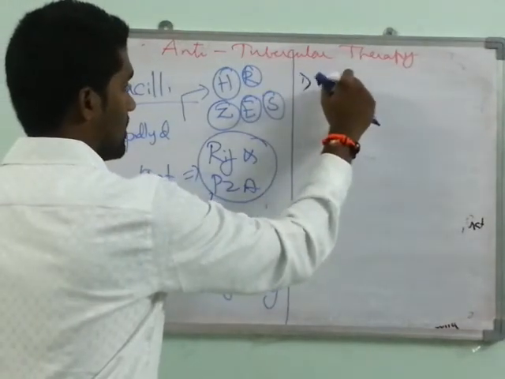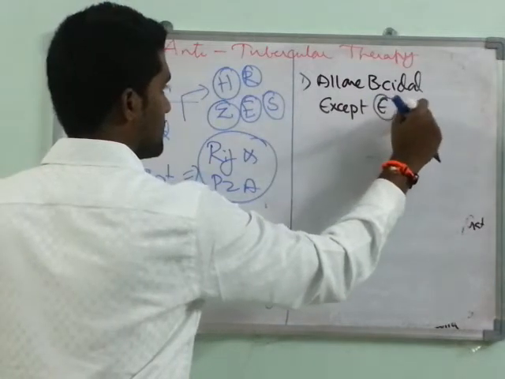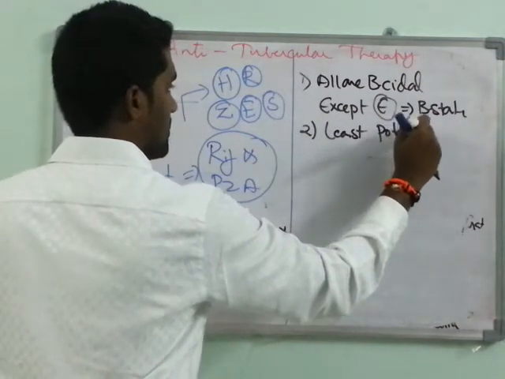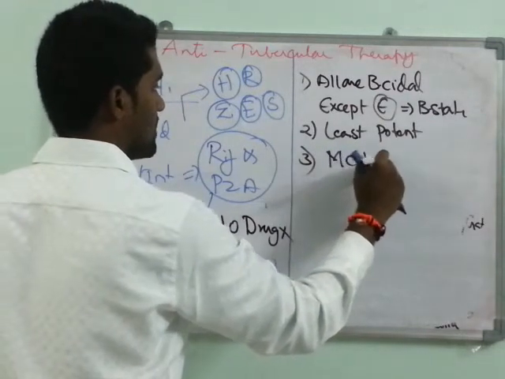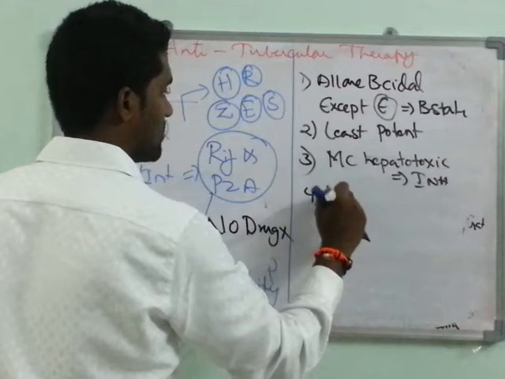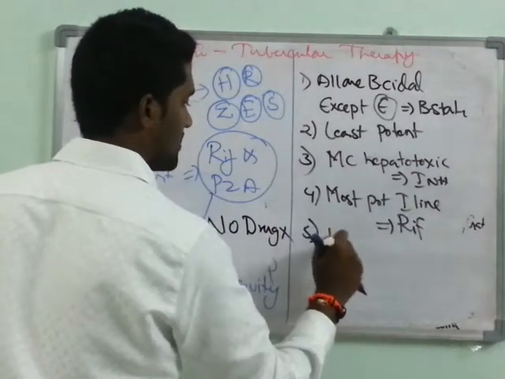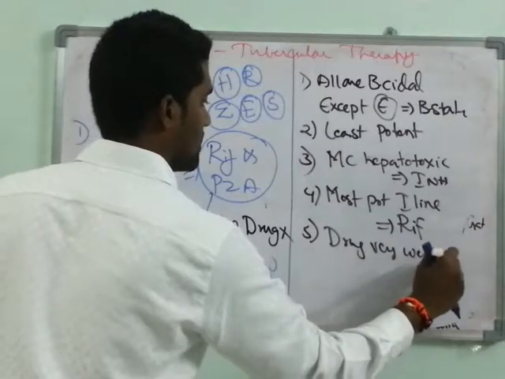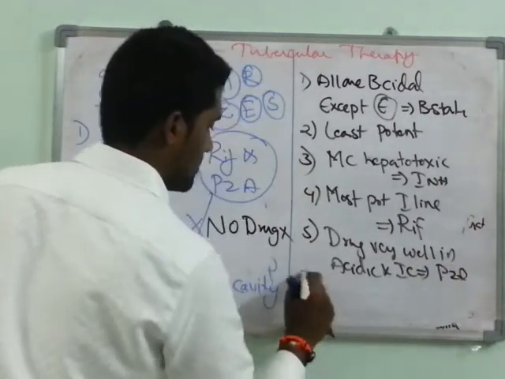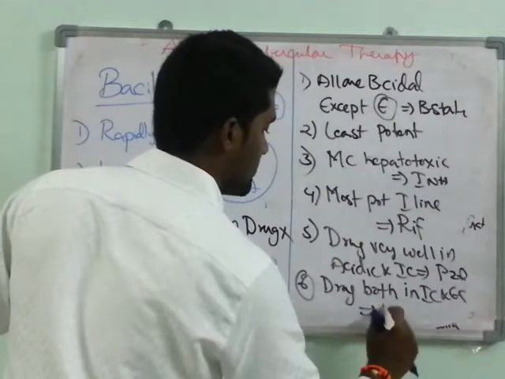First thing, all first line drugs are bactericidal except ethambutol. Ethambutol is usually bacteriostatic. It is also the least potent. Most common hepatotoxic is usually INH. Most potent first line drug, I will go with rifampicin. Drug acting very well in acidic and intracellular environment will be pyrazinamide. Drug which acts both in intracellular and extracellular, it will be rifampicin.